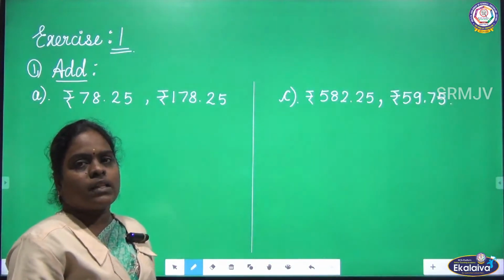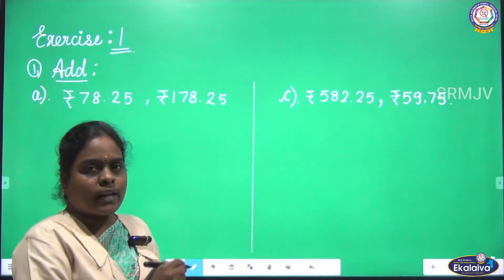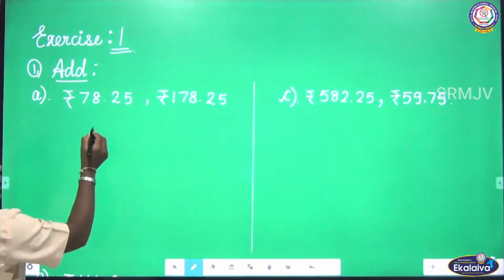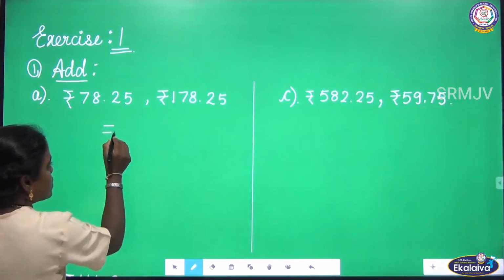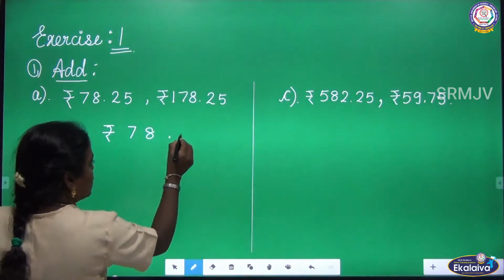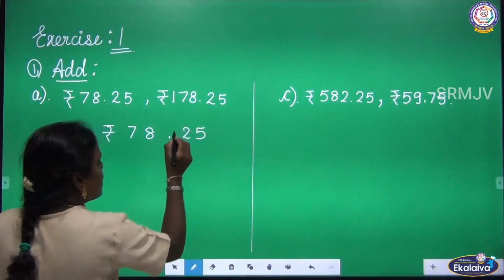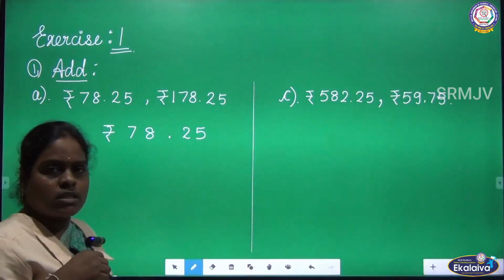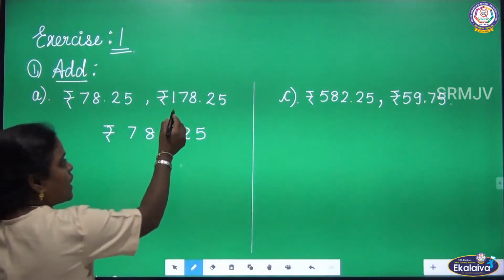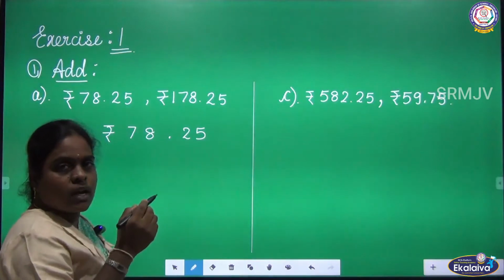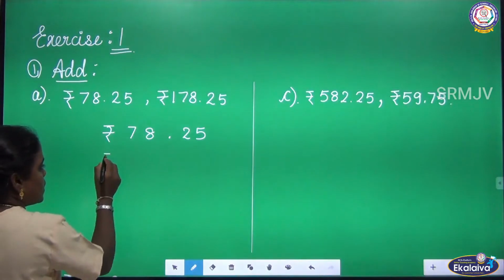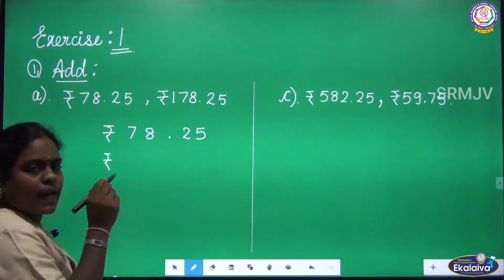So before adding the given amount, first we have to arrange the amounts in the proper way. Listen children, first write down the amount which is given first. 78 rupees and 25 paise. Listen, here we have only 2 digits in the rupees column. Look at the next number. We have 178. 3 digits we have in the rupees column. So when you are arranging the numbers, you should be careful.